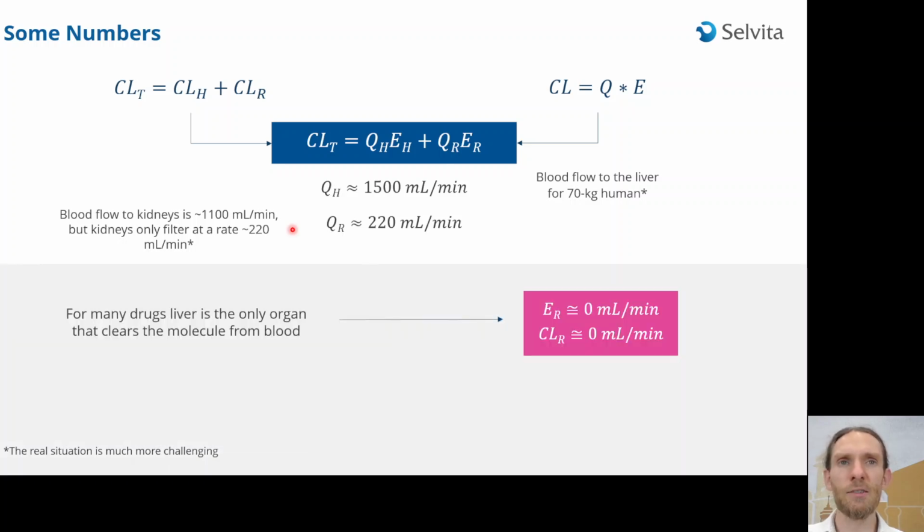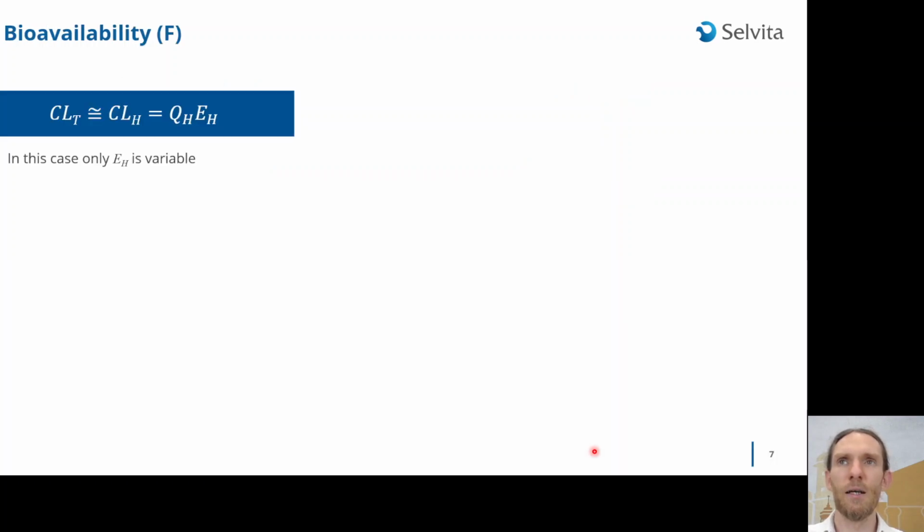However, for many drugs, the liver is the only organ that clears the molecule from blood. So we can safely approximate that the renal extraction ratio is 0, and thus the renal clearance will also be equal to 0 milliliters per minute. Thus, the total clearance will be equal just to the hepatic clearance. Now, let's move to the bioavailability.